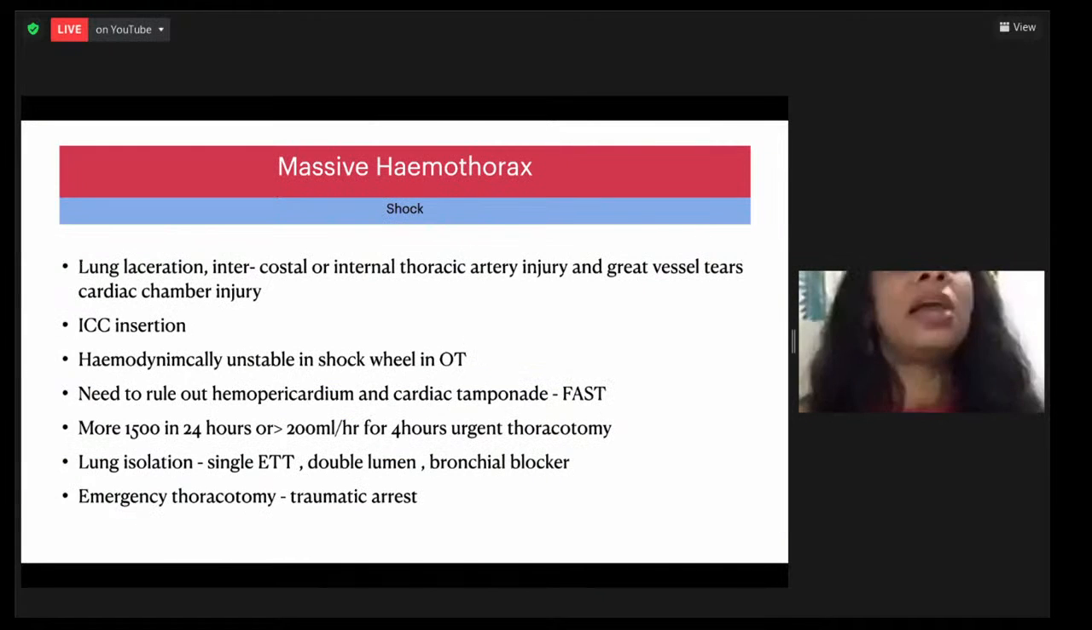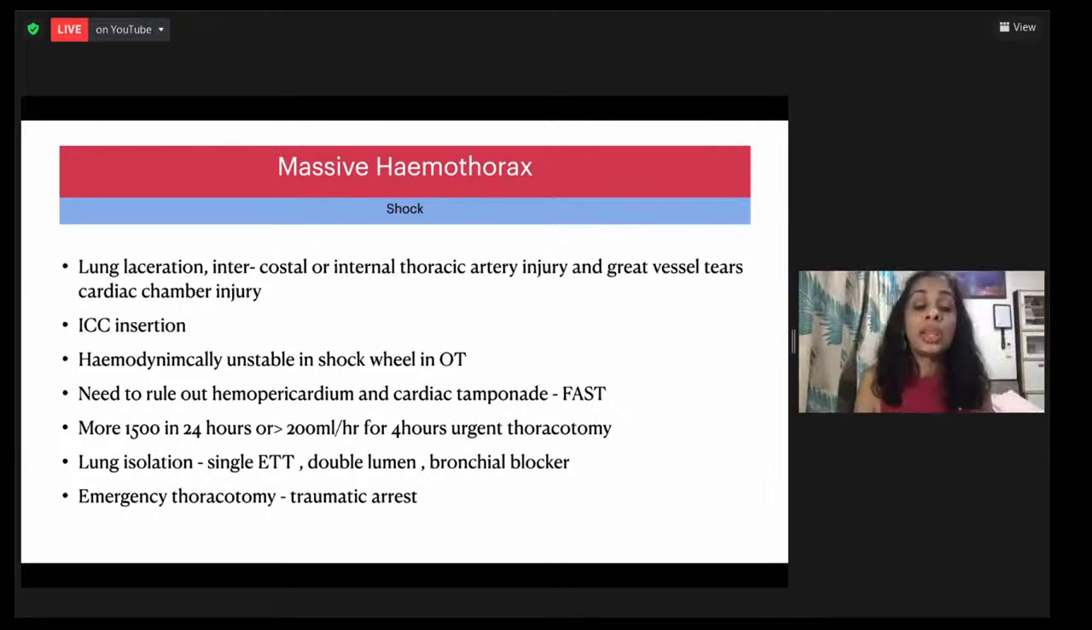When the chest tube is draining more than 1,500 ml in 24 hours, or more than 200 ml per hour for about 4 hours, that is the time we need to wheel in the patient. He may be very hemodynamically unstable. We have to go slow with our anesthesia drugs. We have to give them in a titrated manner.